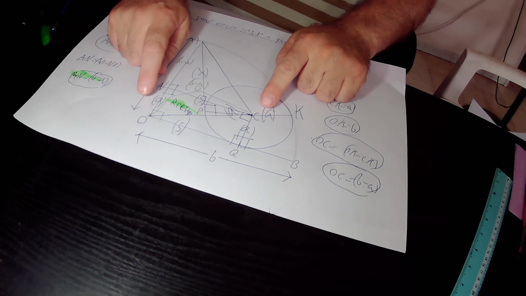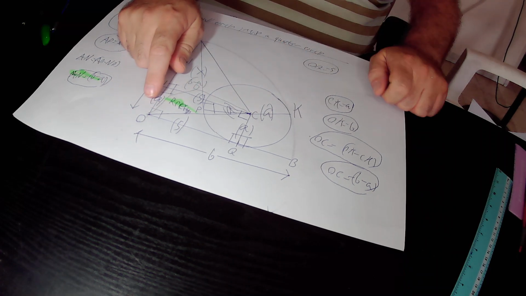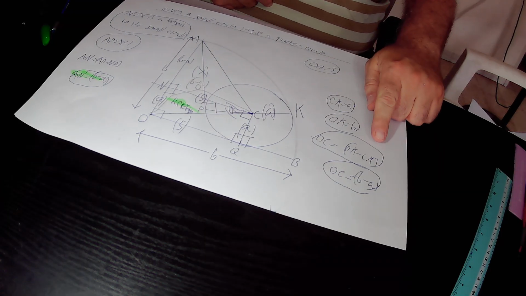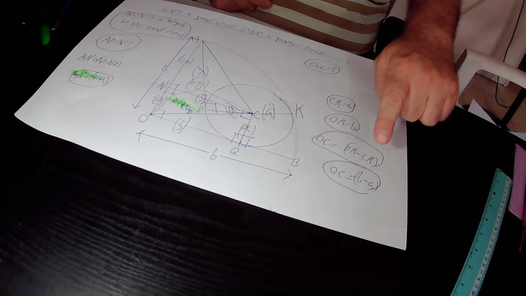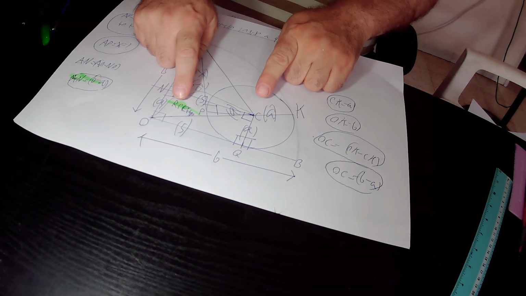What is the length of line segment OC? OC equals OK minus CK. So OC equals OK, that is B, minus CK, that is A. So in total, OC equals B minus A units in its length.